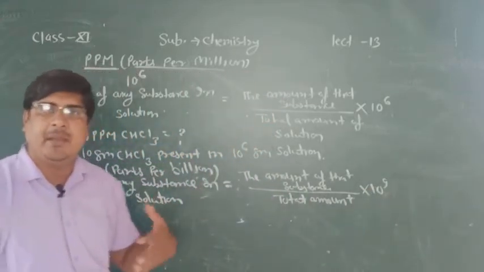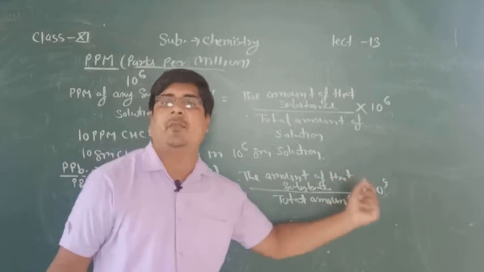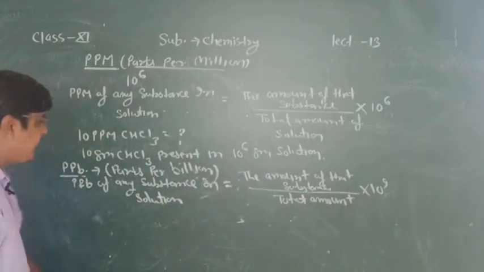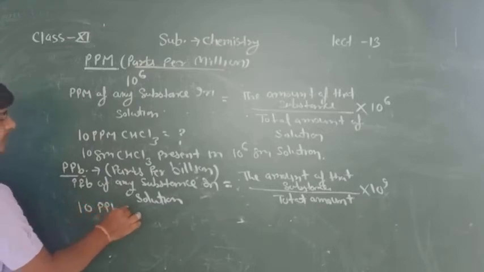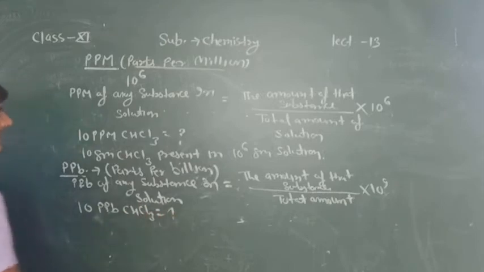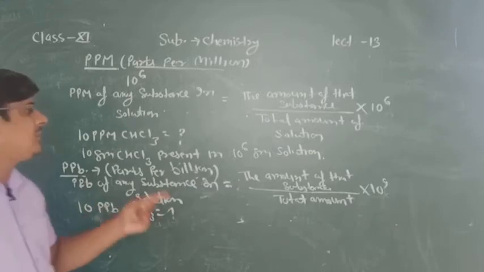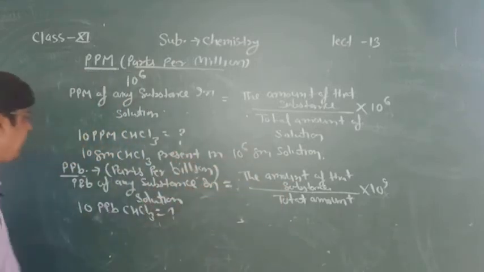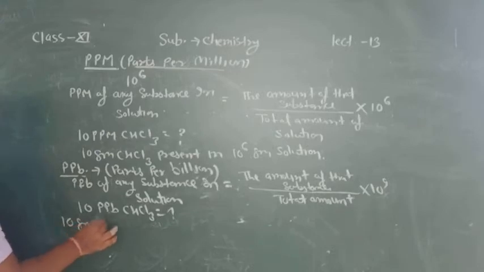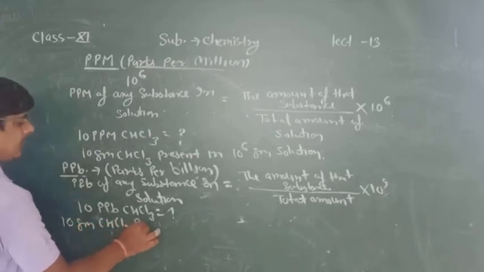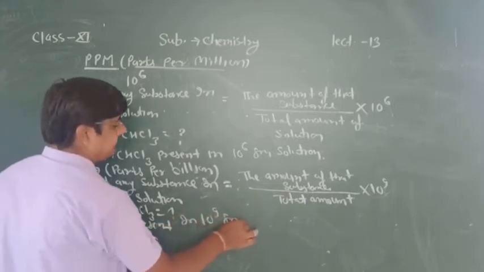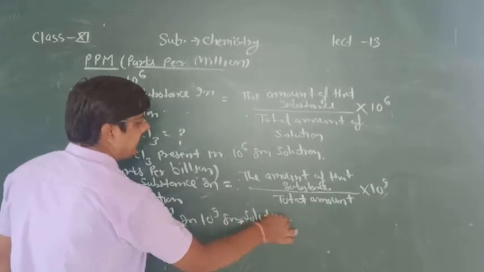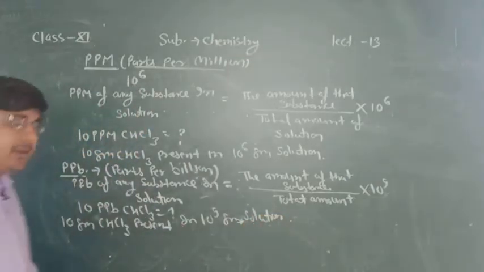If you want to calculate the ppt, parts per trillion, then you multiply it by 10 to the power 12. For example, 10 ppb HCl. What do you mean by 10 ppb HCl? If the substance is 10 gram, then the solution will be 10 to the power 9 gram. So I can write it: 10 gram present in 10 to the power 9 gram solution. This is the meaning of ppb.